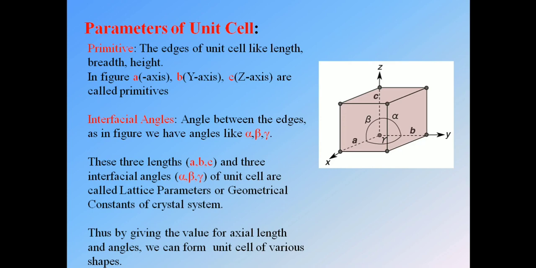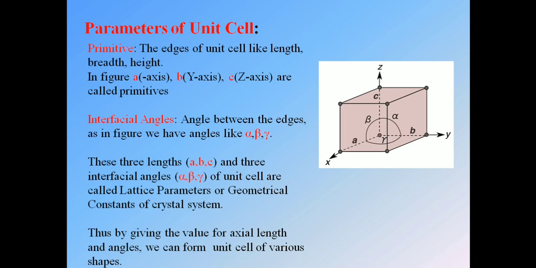Okay, as you see in the figure, there are three axes: x-axis, y-axis, z-axis. Means cube is a three-dimensional thing. Okay, and the parameters are like a, b, c, alpha, beta, and gamma. Okay, so we will go through one by one.